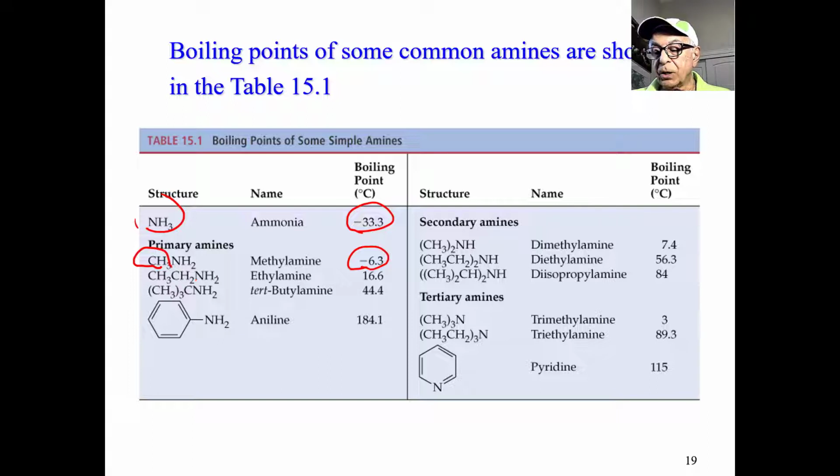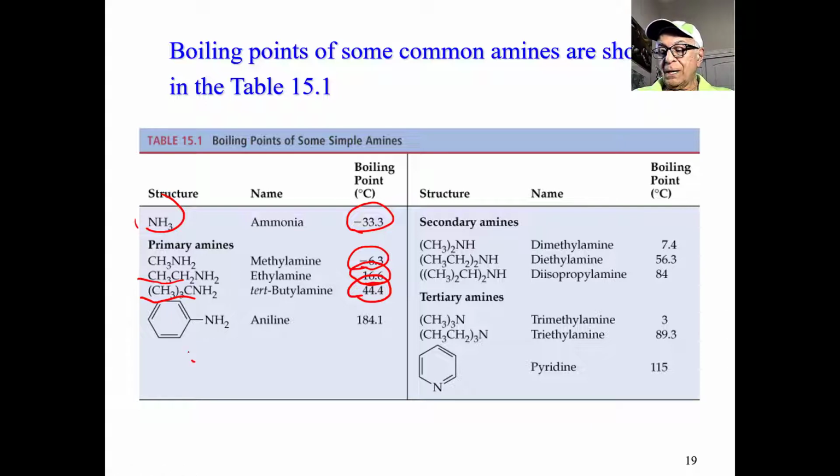Add another carbon, that means higher molecular weight, and as a result, higher boiling point. Add a third carbon, the boiling point is still higher, for one reason only: the 3-carbon system has a higher molecular weight than 2 carbons.